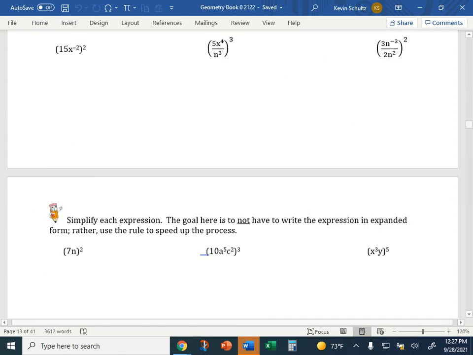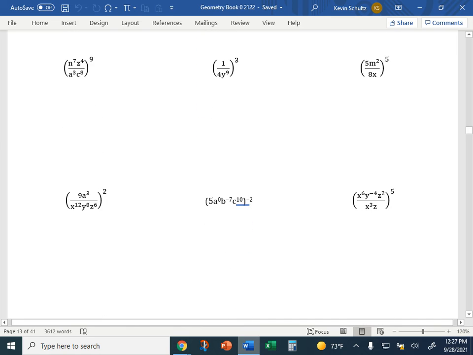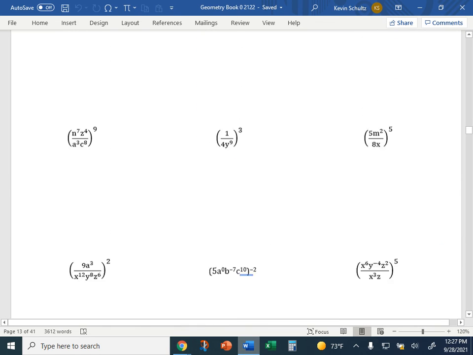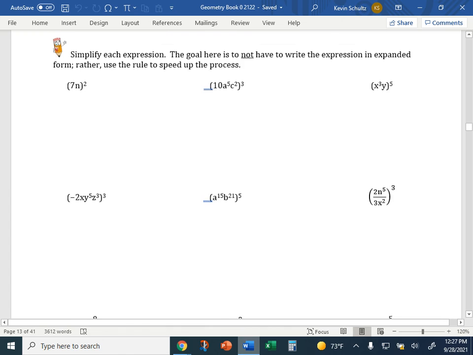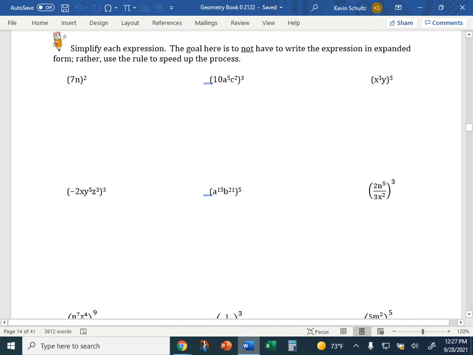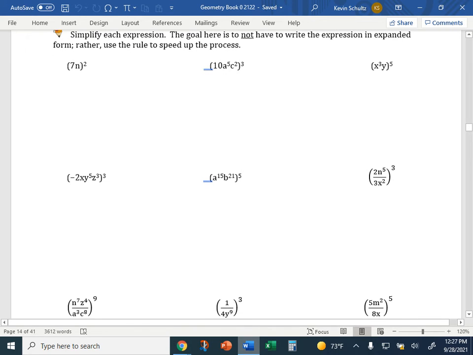All right. The second page is look at all you get to do. Oh boy. The goal here is to not have to write the expression in expanded form. Use the rule to make your life easier. Any of these first 6 here, the 6 that are easily writable, that you want to talk about? Yes, sir. I have a quick question.